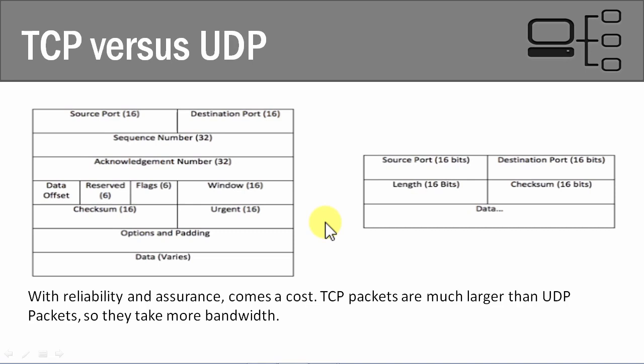So when we want reliability and we want assurance to make sure our data gets there, there's a cost associated with it. There's a monetary cost in regards to making sure that our network scales up with it, but there's also a bandwidth cost as well. So it's going to take up bandwidth in regards to using TCP over UDP.